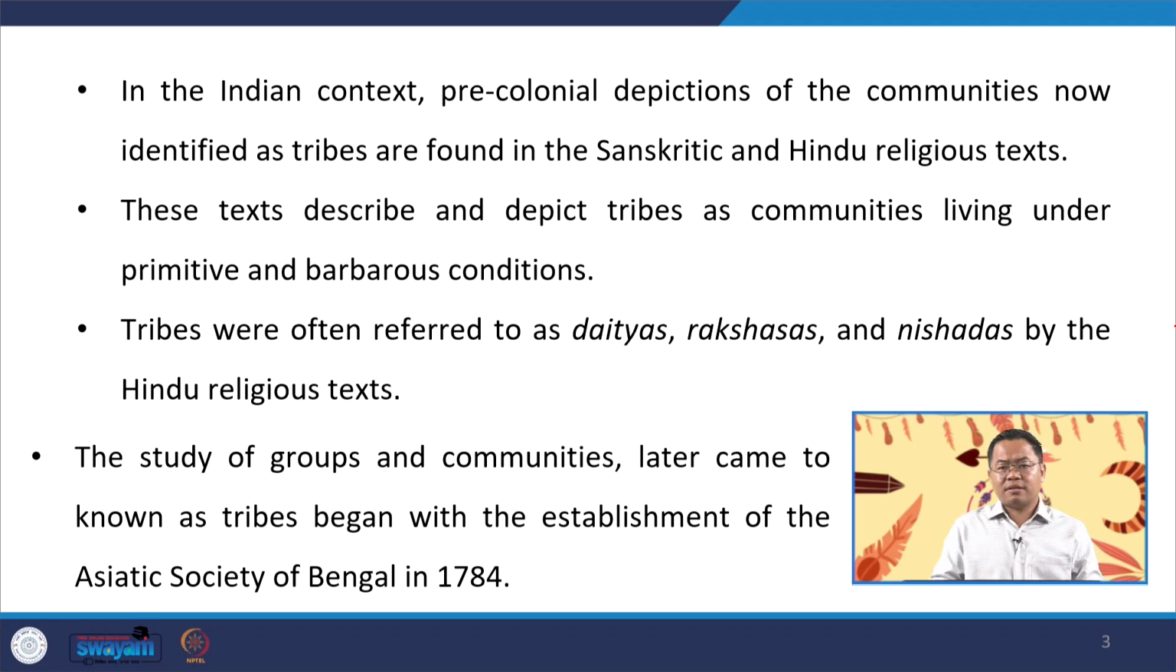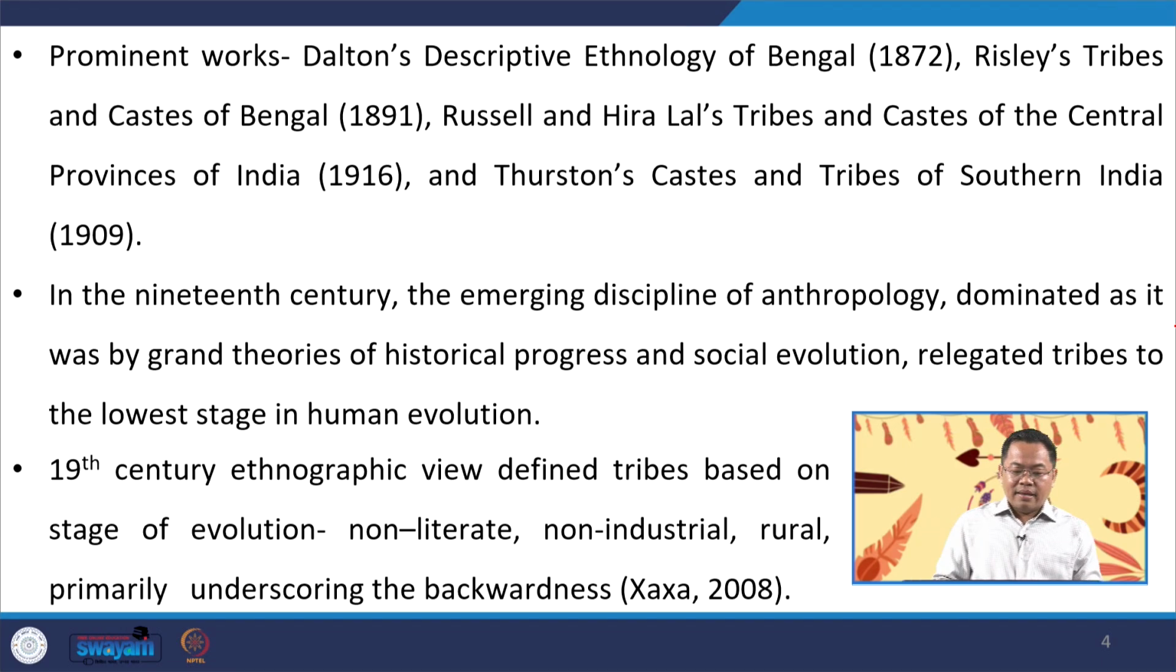However, it was not until the establishment of the Asiatic Society of Bengal in 1784 that communities who are recognized as tribes began to be studied in a more systematic manner. Now, when one talks about the study of tribes in India, one cannot ignore the contribution of the colonial state. For example, there are scholars like Nicholas Dirks who have termed the colonial state, that is the British in India, an ethnographic state.